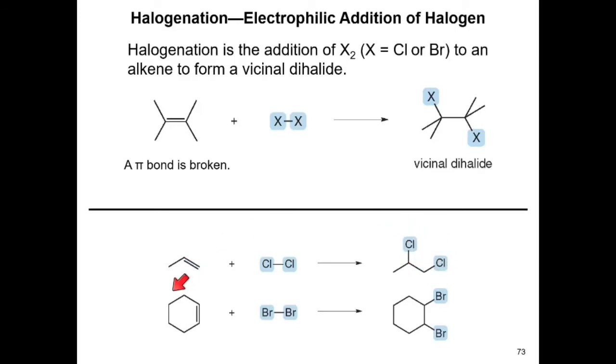And for the second reaction here, we have cyclohexene reacting with bromine gas. And again, the pi bond is broken between these two carbon atoms. The sigma bond is broken between the two bromine atoms. And then two sigma bonds are formed between the carbon atoms and the bromine atoms. So what we have here is a dibromide. And so if we're using chlorine gas, then this process is known as chlorination. But if we're using bromine gas, the process is known as bromination.